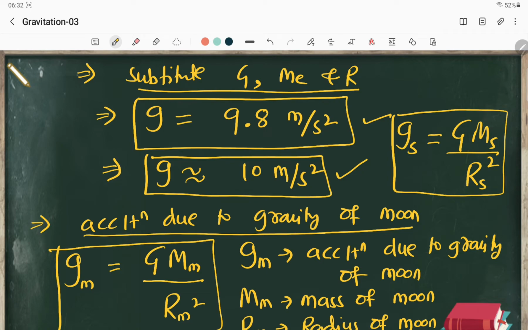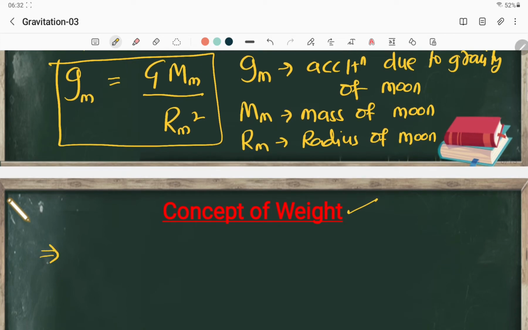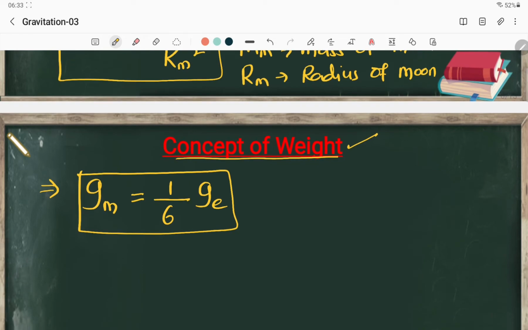All right, fine. Before coming to this concept of weight, I need to talk about the acceleration due to gravity of the moon. It is found out that the acceleration due to gravity of the moon has a value that is 1/6 of the acceleration due to gravity of Earth. Please try to understand this. This will take us to the concept of weight. I will come to that also. So what are the meanings here?